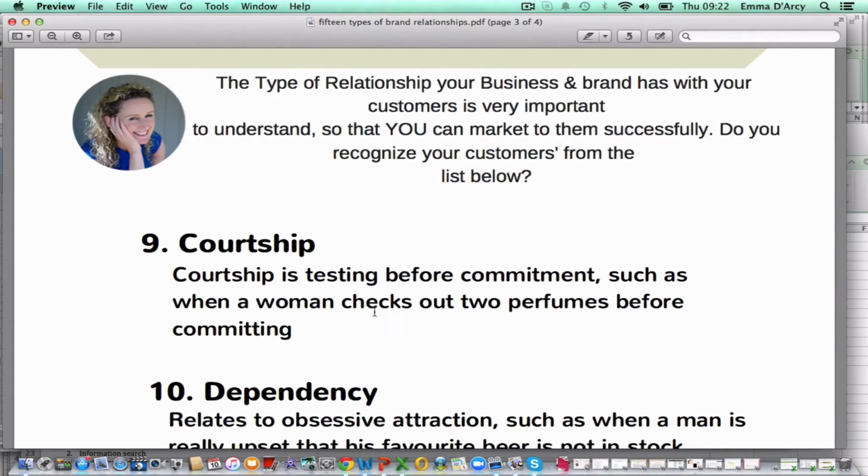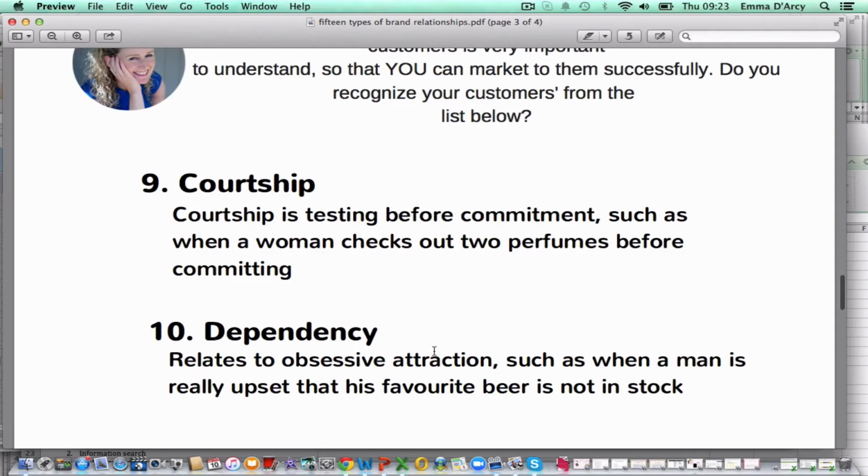Number 9 then is courtship. Courtship is testing before commitment, and you can see the correlations here. Such as when a woman checks out 2 perfumes before committing. So we all do this, you check out perfumes, you check out cars, clothes, brands, for example. You check out different varieties, and then you decide on committing. And this is usually where you use something on a regular basis, such as perfume. So the perfume signifies something about you to others, so you want to be careful about what you choose. So you will check probably more than 2, really. And you'll go and you'll check and you'll check. And then when you're happy, you will decide, and that will be the one that you will stick to. So understand that courtship level as well.